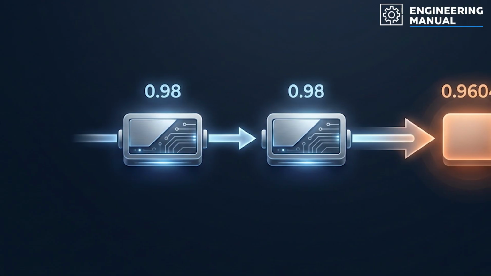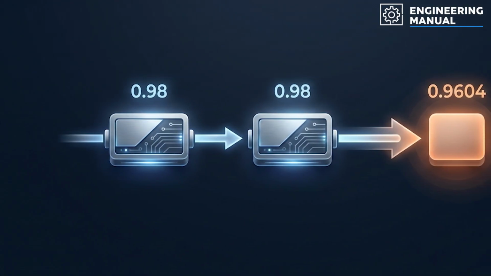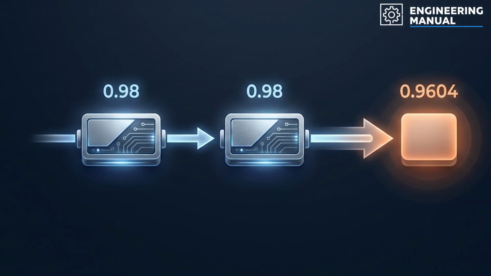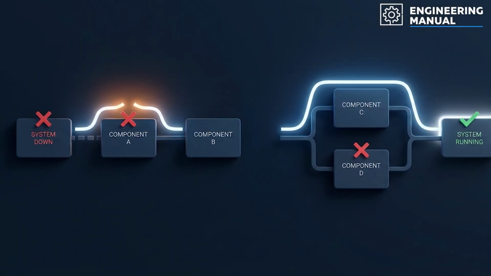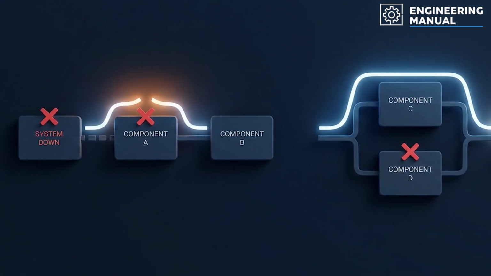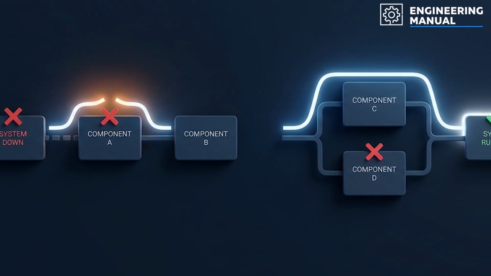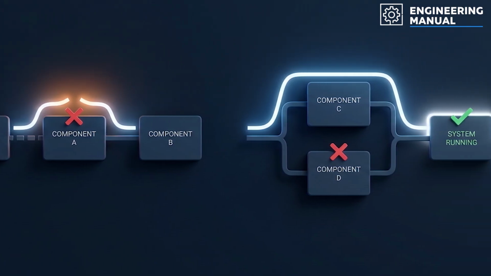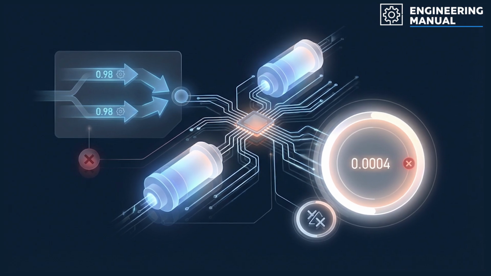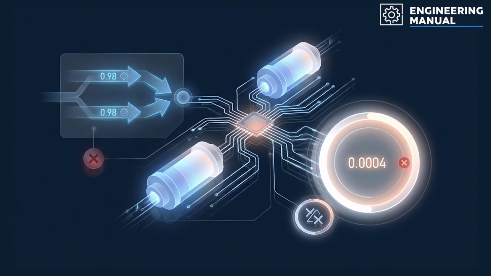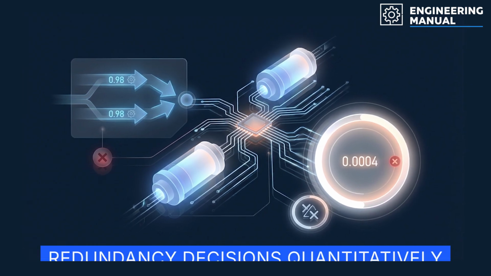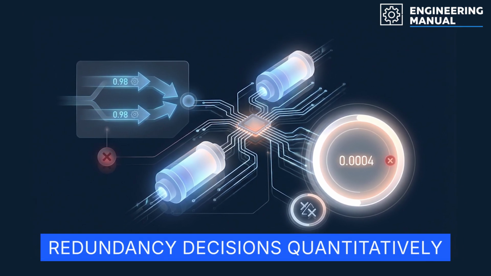If two components each have a reliability of 0.98, the combined reliability in series is about 0.9604. In other words, either one can bring the system down. But in a parallel arrangement, one component can keep the system running if the other fails. For two identical parallel components with a reliability of 0.98, the chance that both fail during the same mission is much lower. This mathematical framework guides redundancy decisions quantitatively.